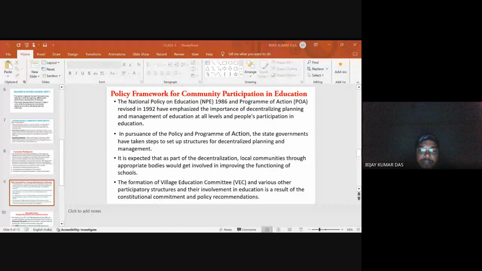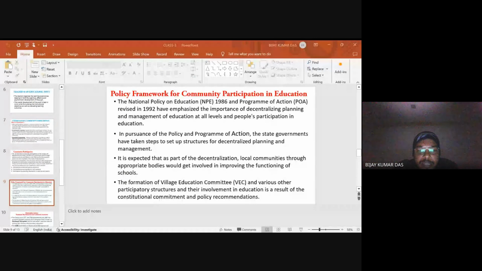And there are certain policies, frameworks for community participation in education. Specifically, we can talk about the National Policy on Education, NPE 1986, and Program of Action 1992, which emphasized the importance of decentralizing planning and management of education at all levels and people's participation in education. So the policy is also talking about how there should be more participation among the community to enhance the system.